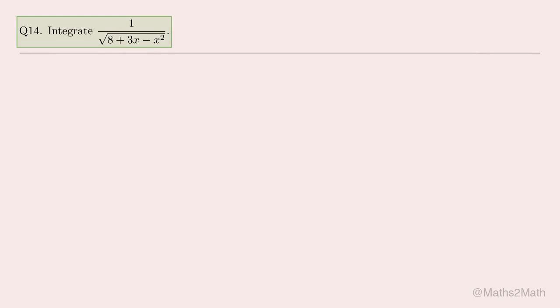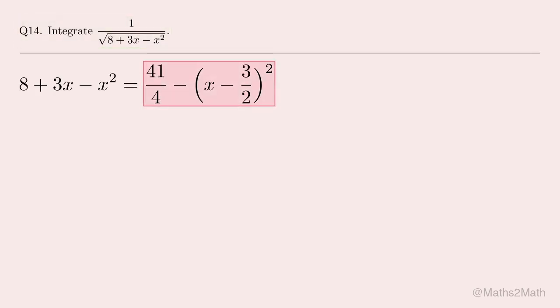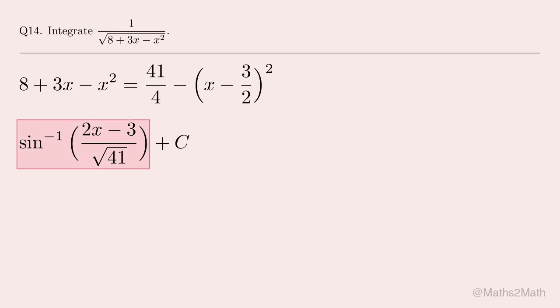Question 14. The same completion with fractions. 41 over 4 minus the shifted square. Complete the square around 3 halves. Inverse sine with root 41 over 2.